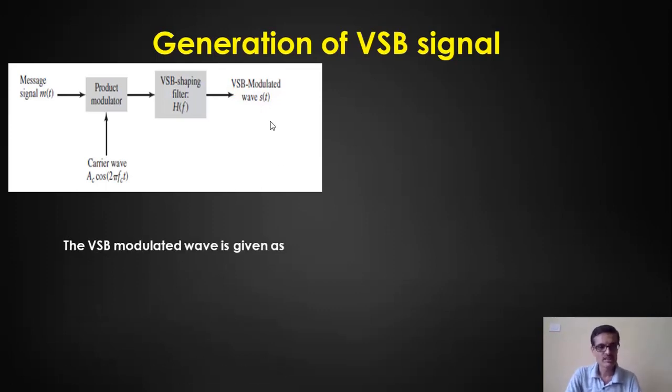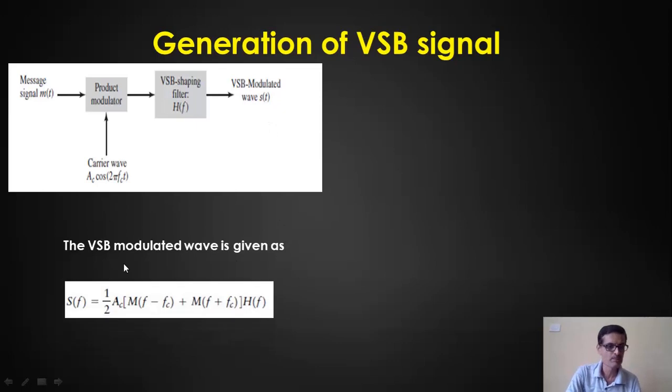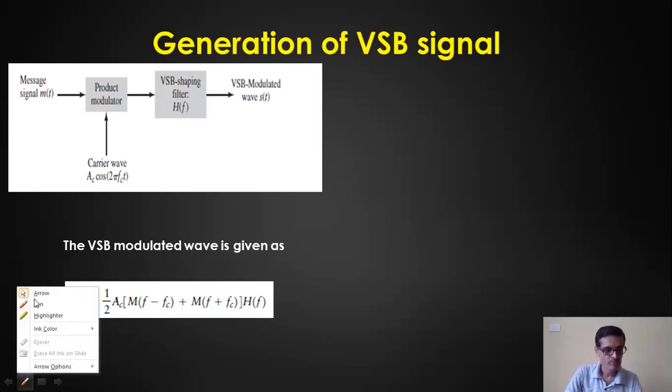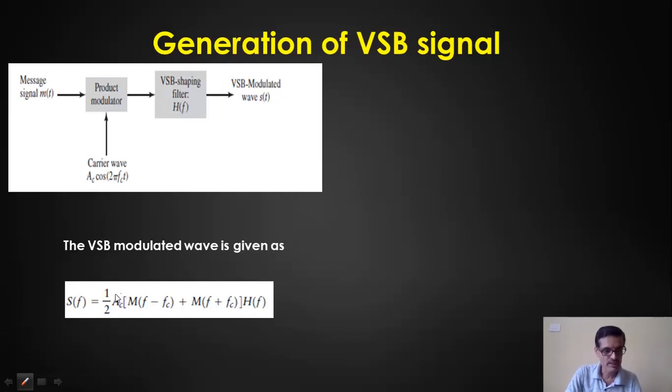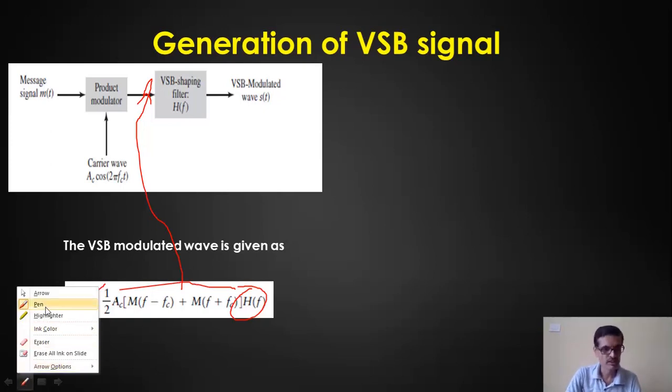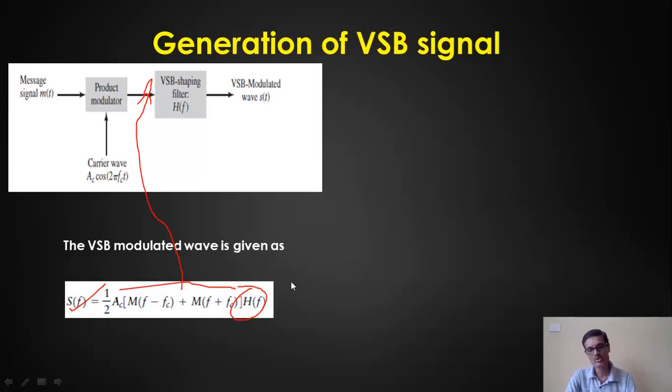So the VSB modulated signal in the frequency domain is given by this equation: S of f is equal to, this is equivalent to a DSB-SC signal. That component I will get in the output of the product modulator. Just give me a second. Yeah, this particular portion I will get in the output of the DSB-SC. When it is passed through a filter with a response equal to H of f, the output will be S of f, that is the VSB modulated signal, because it allows only that much of the portion to pass through it.